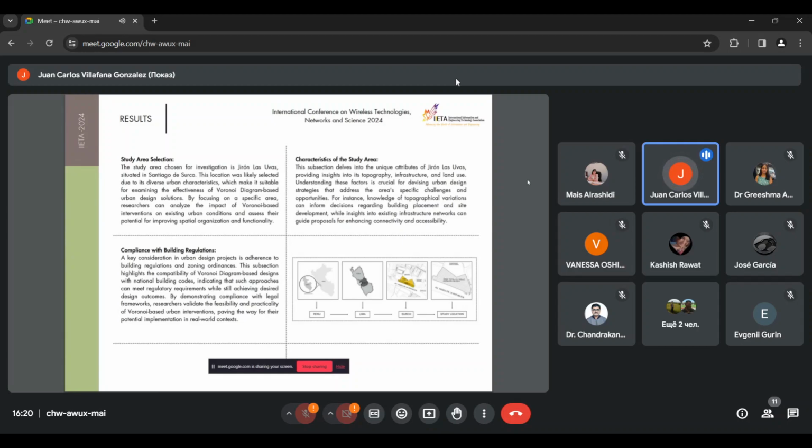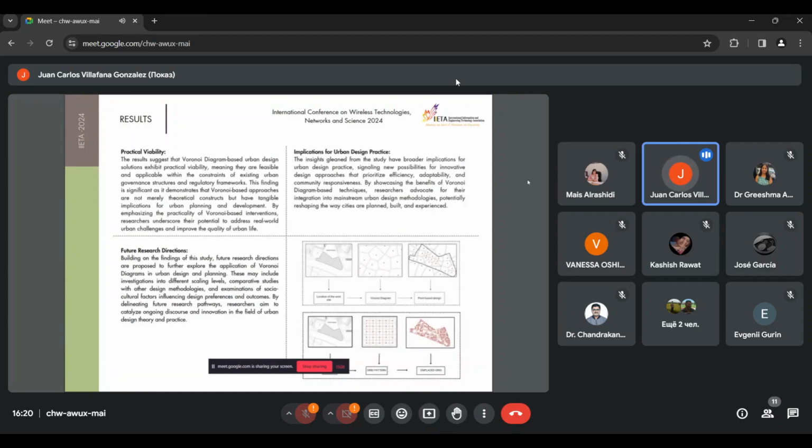Compliance with building regulations is a key consideration in urban design projects, in adherence to building regulations and zoning ordinances. This subsection highlights the compatibility of Voronoi diagram design with national building codes, indicating that such approaches can meet regulatory requirements while still achieving the desired design outcomes. By demonstrating compliance with legal frameworks, researchers validate the feasibility and practicality of Voronoi-based urban interventions, paving the way for their potential implementation in real-world contexts.